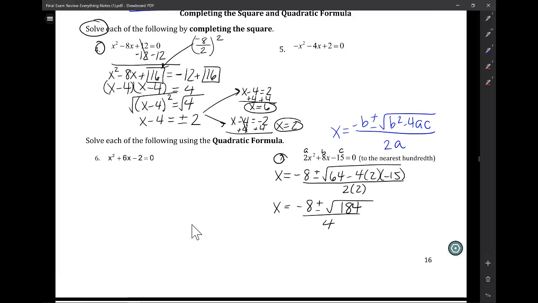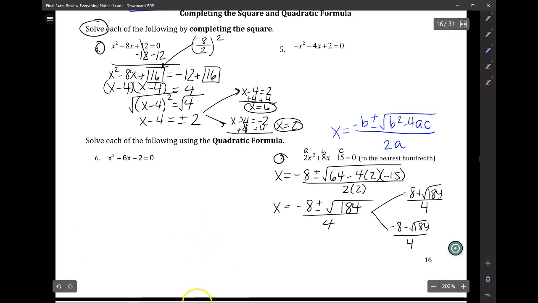Now, when we get to number 6, tomorrow I'm going to simplify the radical, but today the directions say round to the nearest hundredth, so I'm not going to waste my time trying to simplify that radical, even though it would have simplified. One of my answers I'm going to type in my calculator is that, and one of my answers is going to be this one.